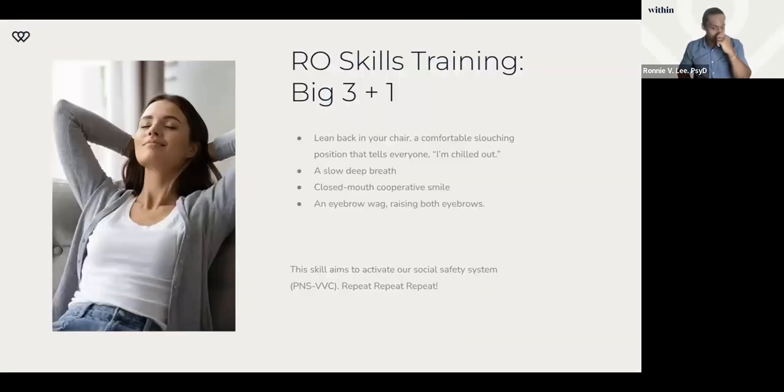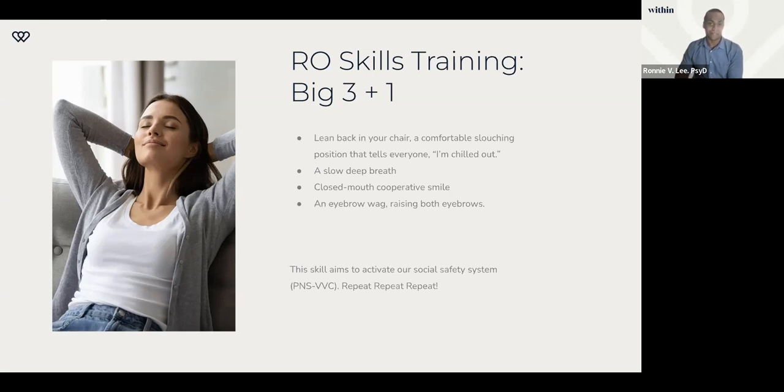The last thing I'll touch on, because of time, there's much more to touch on, is our big 3+1 skill. I think probably the most famous with RO-DBT. This is directly aimed to activate our social safety neuroregulatory system. And there's research that shows that it does work. It is useful. And this isn't brand new stuff, right? We've been doing somatic work for a long time in this field.